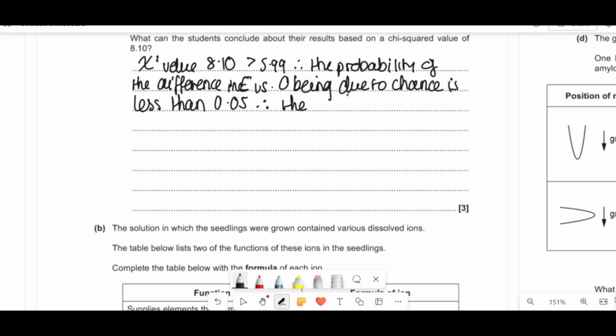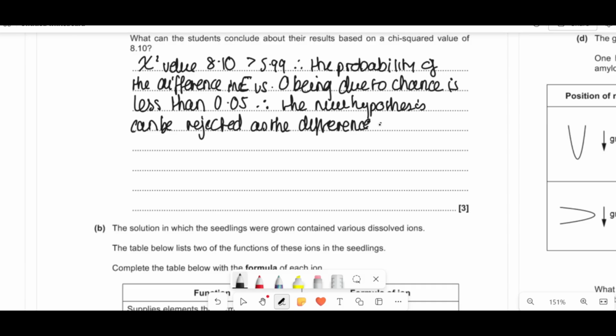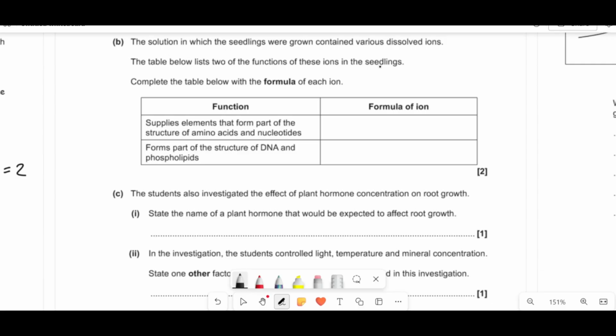Therefore, the null hypothesis can be rejected as the difference is significant. This difference we just established. Because their null hypothesis said there is no difference between the expected and observed, but we've just done a chi-squared test and the value says there is a difference, so hence you can reject it there at that p-value.